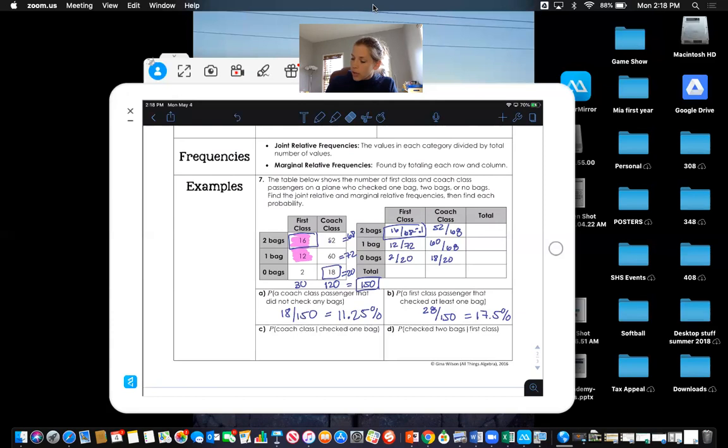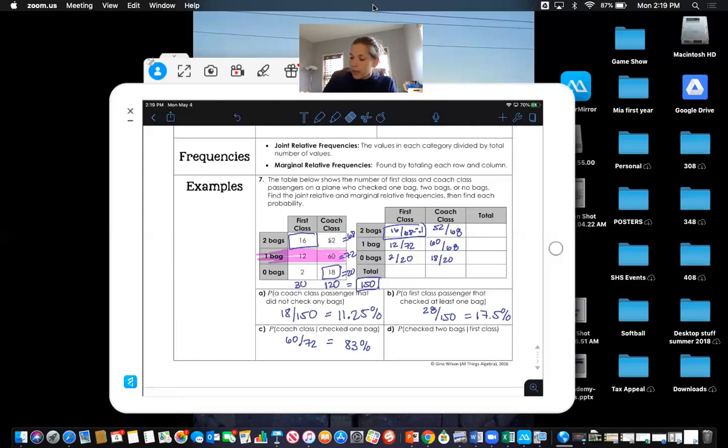So next question, it says probability that you are in coach class given you checked 1 bag. So that means we are only allowed to look at our 1 checked bag row, and given that I'm in coach class. So that would be 60 out of that 72, which is actually about 83%, 83.33.